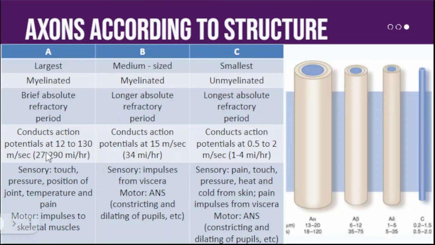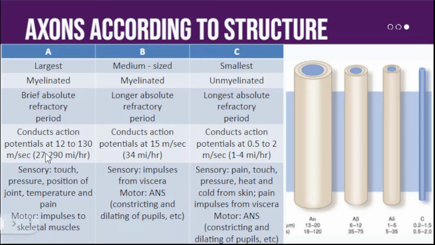In terms of speed, type A, being the largest and myelinated, can transport action potentials by 27 to 290 miles per hour. Bilis nun guys, no? 27 to 290 miles per hour. While your type B can transport action potentials at an average of 34 miles per hour. And lastly, your type C, significantly slower at 1 to 4 miles per hour.